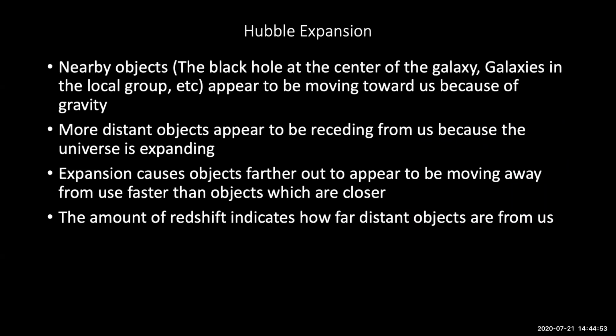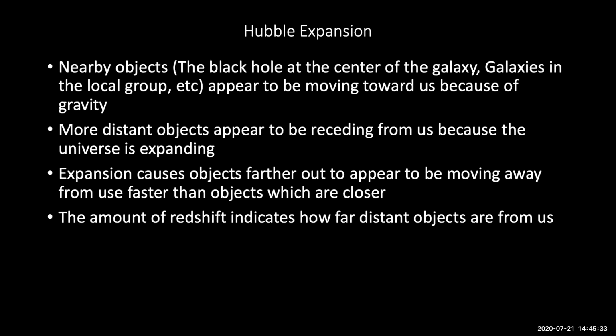So the other thing that the Doppler effect does is we can actually account for the expansion of the universe using the Doppler shift. So nearby objects in our galaxy all appear to be moving towards us. Andromeda, for example, is blue shifted, Triangulum is blue shifted, the galactic center is blue shifted. And the reason all of these things appear blue shifted is because gravity is pulling us together, right? But more distant objects all seem to be moving away from us.